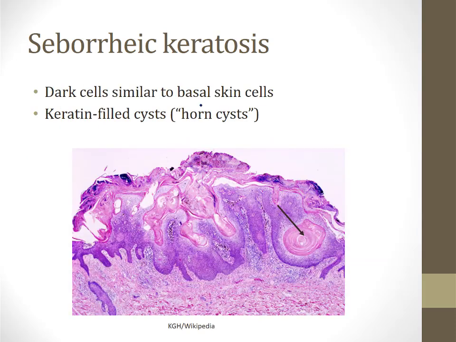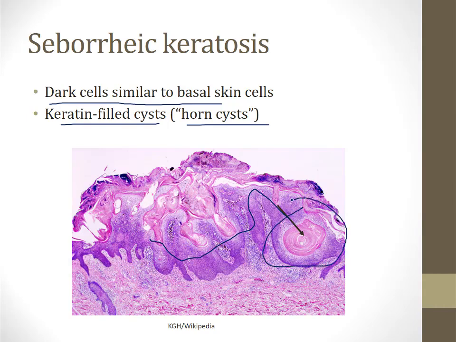On biopsy, what you see is something like what's shown in the slide. First of all, you see dark cells that are similar to basal skin cells. You can see all these dark cells here. These are the immature keratinocytes that cause seborrheic keratosis. The other classic finding are cysts that are filled with keratin. These are called horn cysts. This is one right here at the tip of this arrow, a classic finding in seborrheic keratosis.